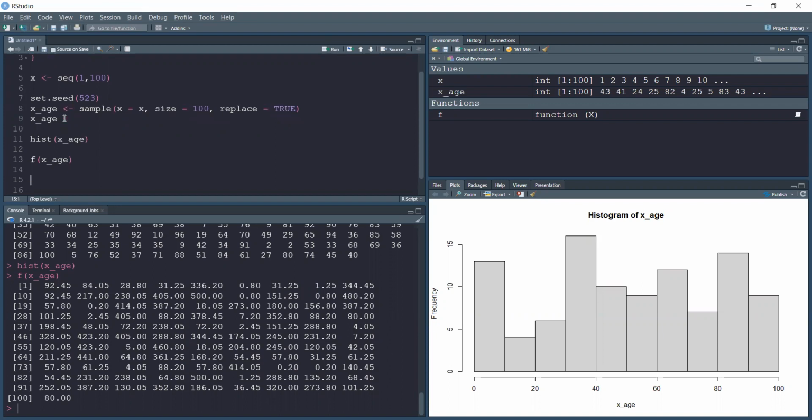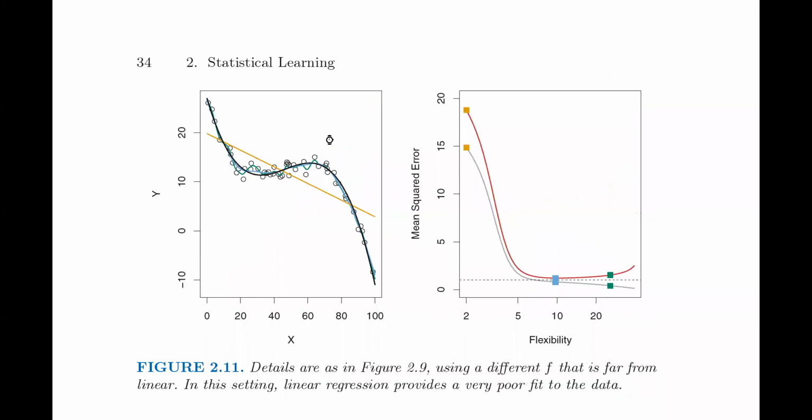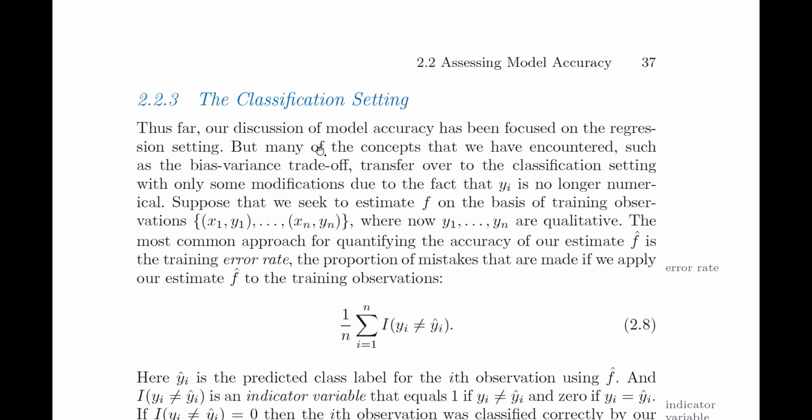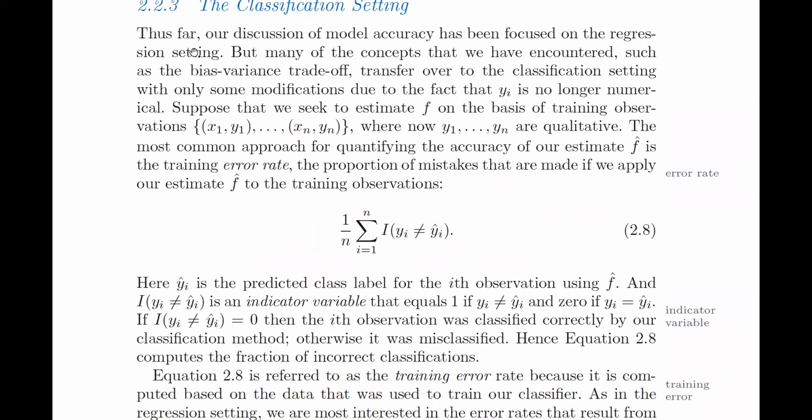So let's plot. I need to save it as something. Let me just save it as yi. So these are my yi's. It's a notation we're going to use throughout the book for the output that you're predicting, as long as it's a model that is performing regression. Whereas I'm hoping that today we'll say, thus far, our discussion of model accuracy has been focused on the regression setting. Then there are also models that perform classification.